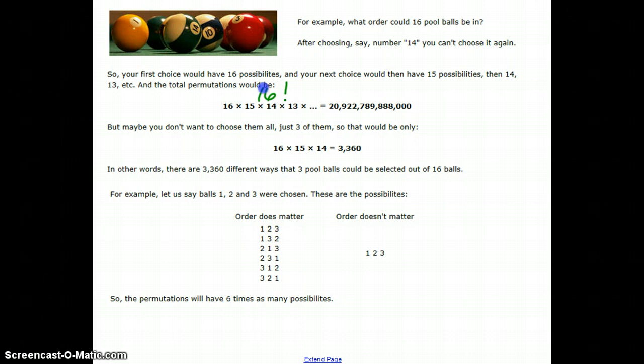But then, if we're only choosing 3 of them, we're going to need to divide it by that 3 factorial, and then the number of ways that, or numbers that, you wouldn't choose. So if you're choosing 3 of them, that means you're not choosing 13 of them. So we could write this as 16 factorial over 3 factorial times 13 factorial. Because we're choosing 3 of them, we're not choosing 13 of them.